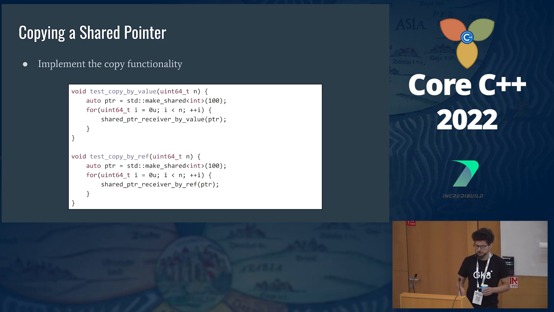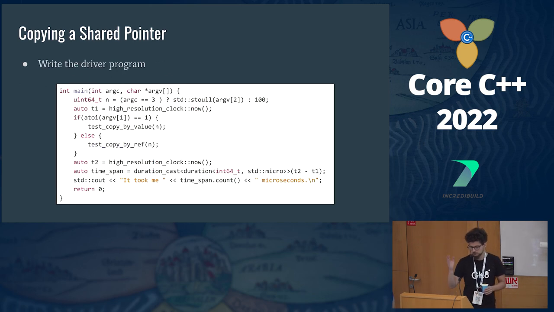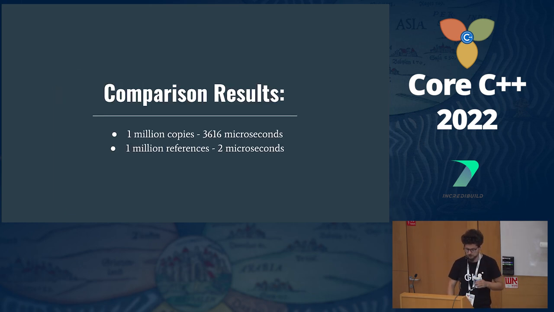So I ran these functions a few times. I'm iterating over n and calling either by value or by reference. I have a driver program that gets the number of iterations from the command line and goes over it, and then I measure how much time it takes. The results are a bit weird, right? If I do 1 million copies, I get more than 3.6 milliseconds, and if I do references, I go down to microseconds.